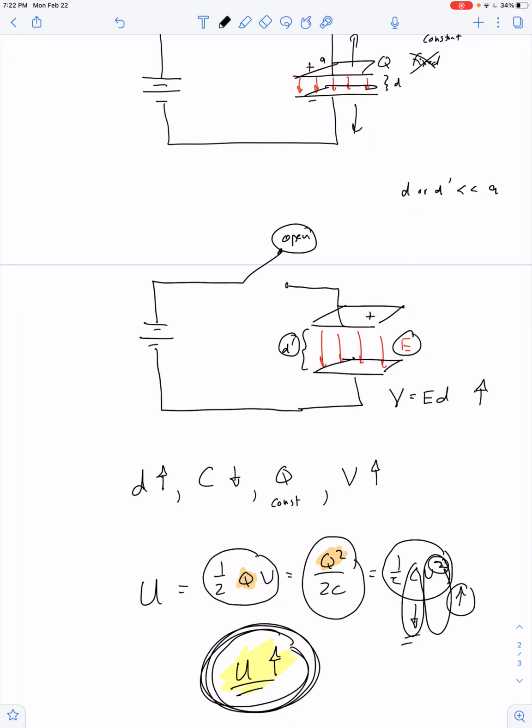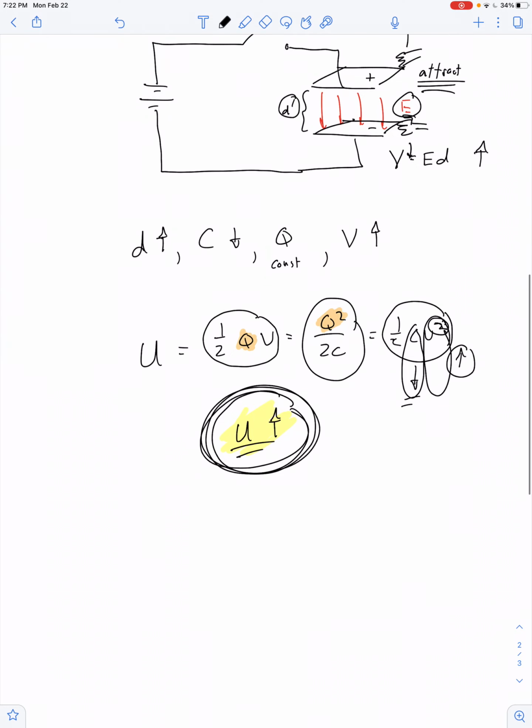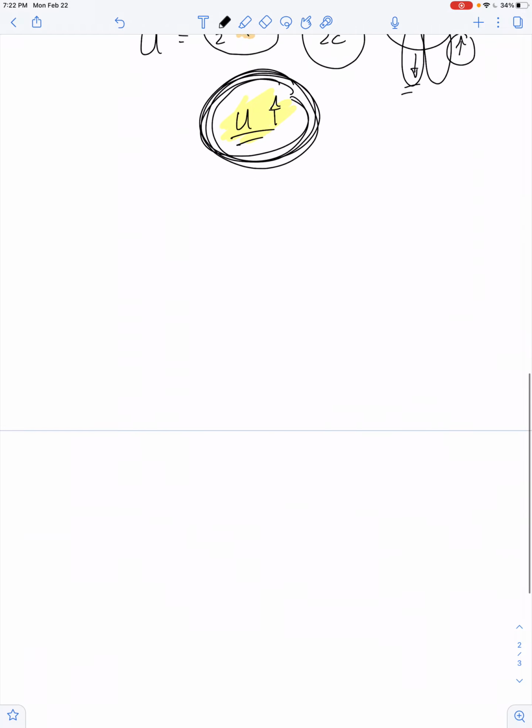Remember, the top plate is positive, the bottom is negative, and so they have an attraction to one another, right? So if we physically took our hands and tried to pull these two plates apart, we're pulling against an attractive force. We would have to do work to make that happen, and the work that's done becomes the increase in the potential energy. Let's continue this thought experiment.